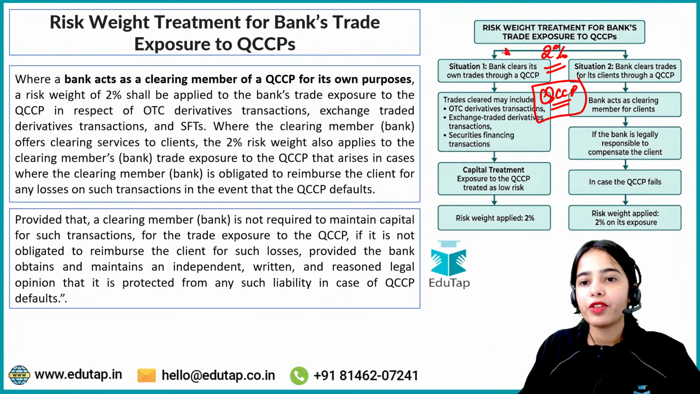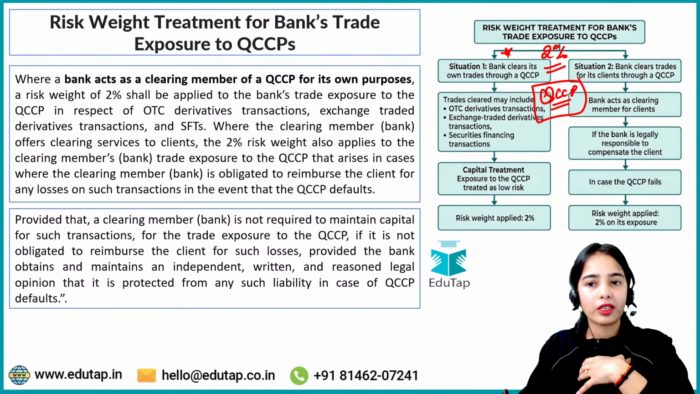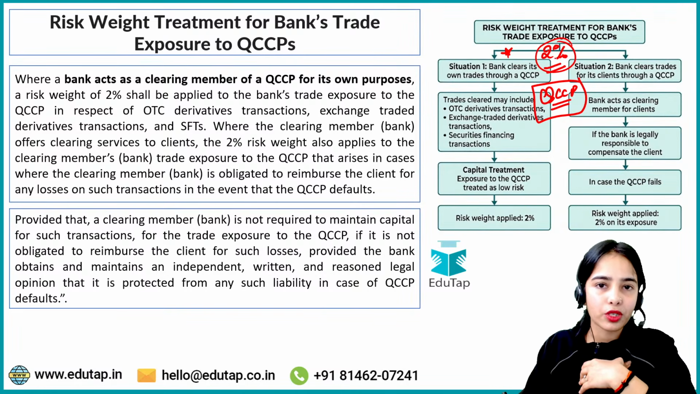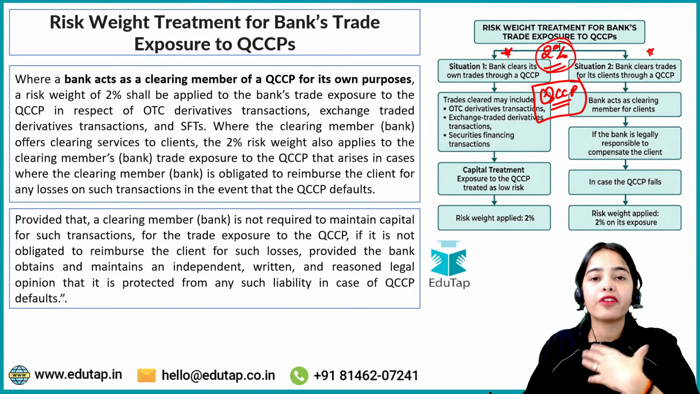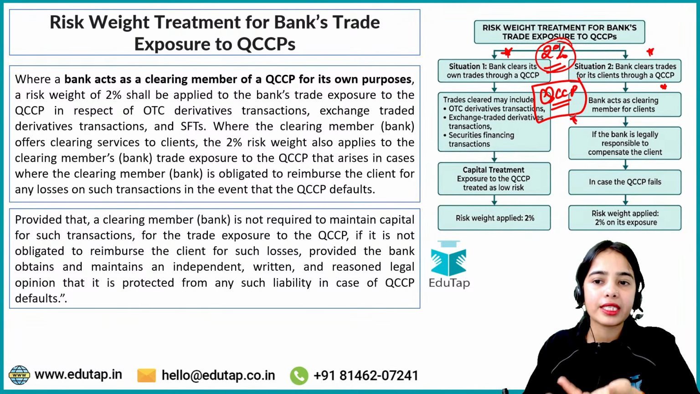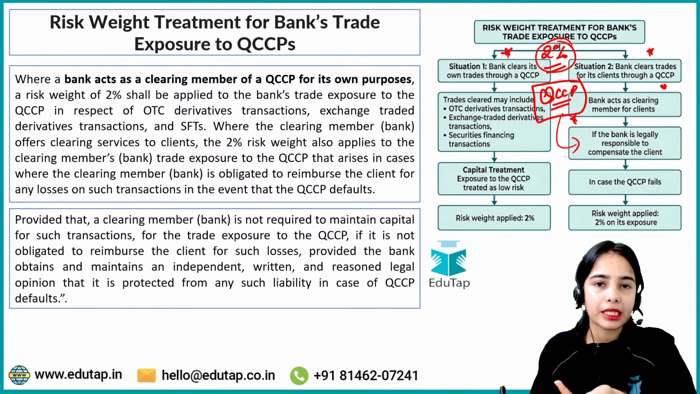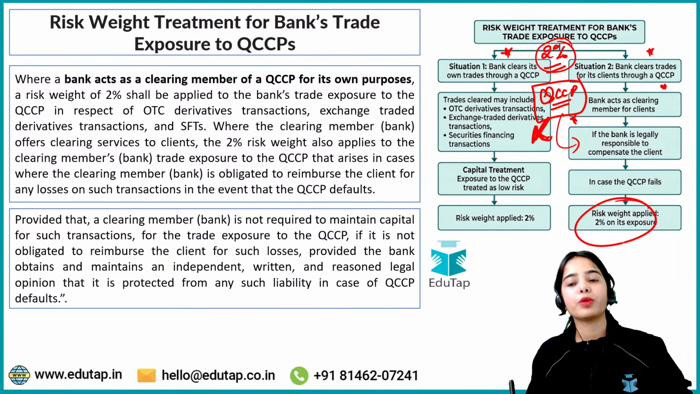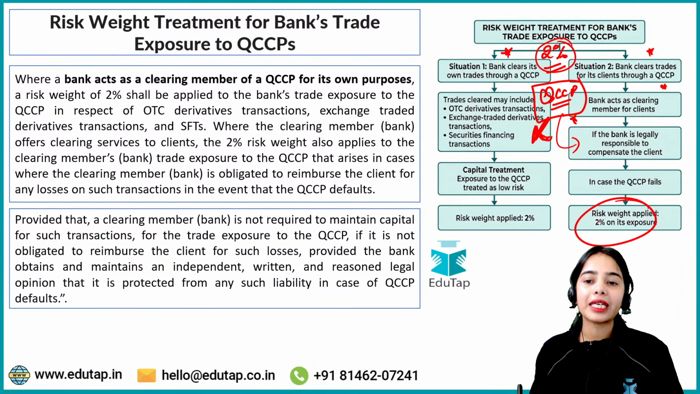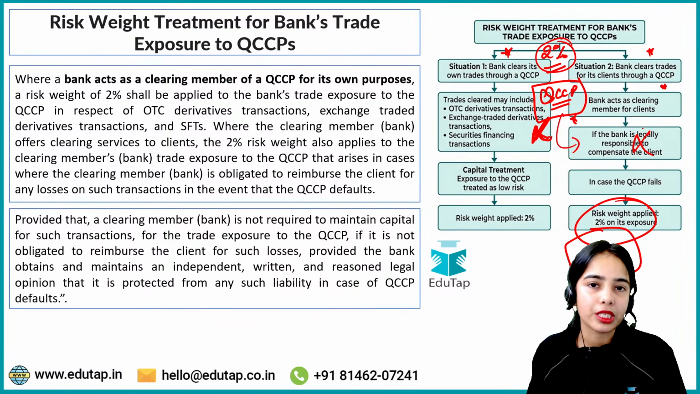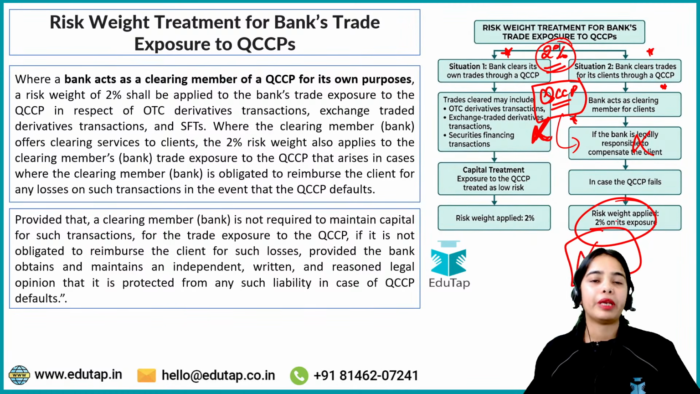So in this case, if the bank is clearing its own trade through the qualified central counterparty, then there is 2% of the risk weight. If the bank is clearing the trade for its client through a qualified central counterparty, and it is legally responsible to compensate the client if the qualified central counterparty fails, then also it has to maintain 2% of the risk weight, okay? But if it has a written document that we will not handle any kind of compensation to the client, then it will not have to maintain the risk weight.